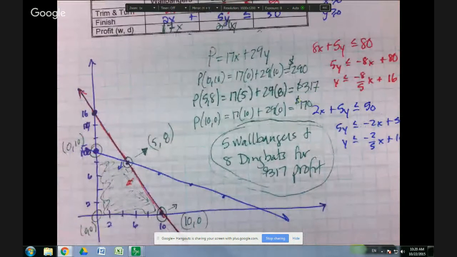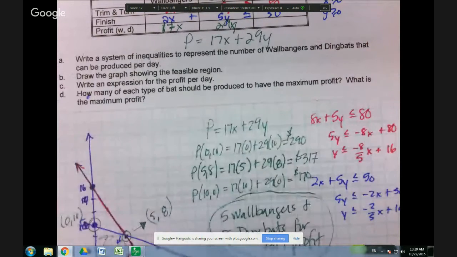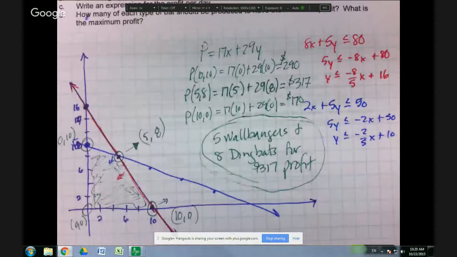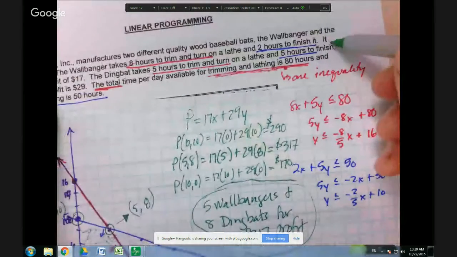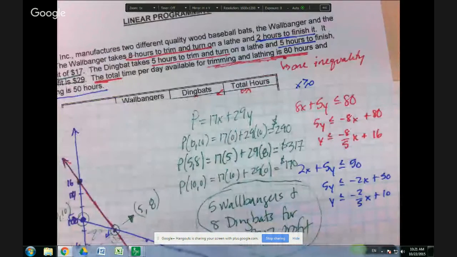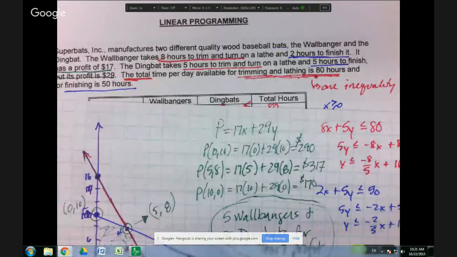Okay. So again, the only difference here is you're making your own equations. Do you have any questions? Yeah, how do you get profit? If you look at your question, Wallbangers have a profit of 17, Dingbats 29.